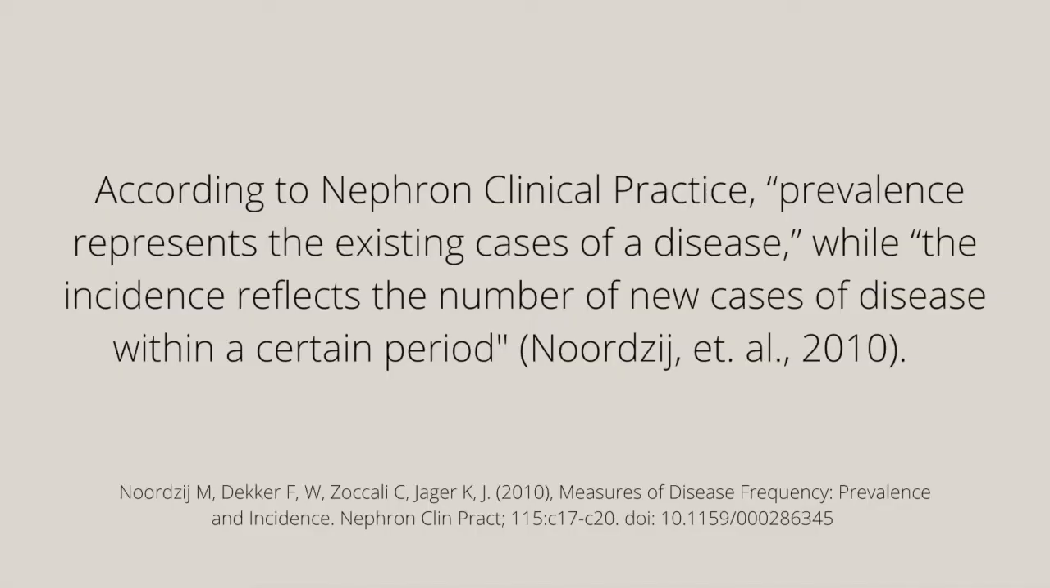Prevalence and incidence are two different types of measurements that are used in the fields of public health and epidemiology to answer research questions related to certain diseases or health conditions in a population. According to Nephron clinical practice, prevalence represents the existing cases of a disease, while the incidence reflects the number of new cases of disease within a certain period.